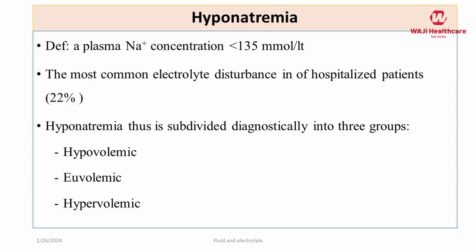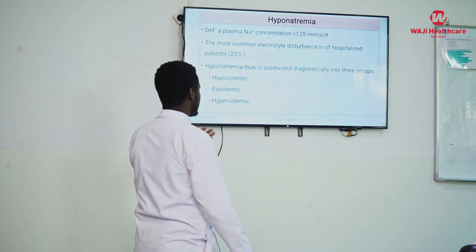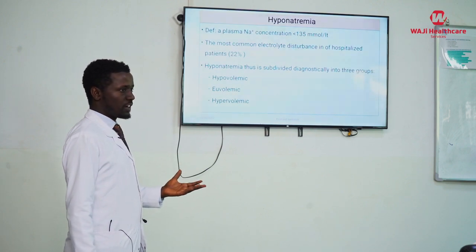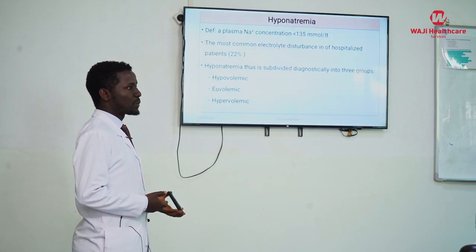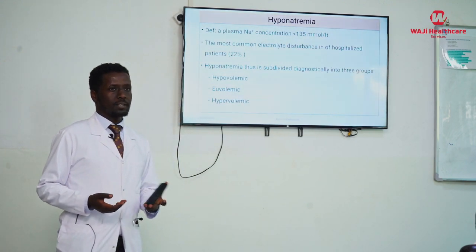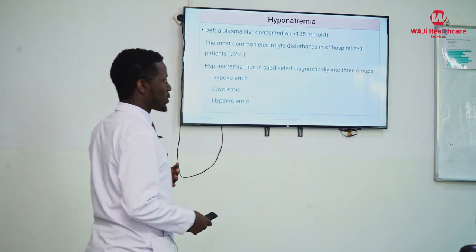So to start with sodium disorders, the first one will be hyponatremia. As we have said earlier, anything below 135 for sodium will be considered hyponatremia, and it is the most common electrolyte disorder for hospitalized or admitted patients. It ranges from 20 to 25%, or is estimated at around 22% of admitted patients who will develop hyponatremia. So if we admit 4 or 5 patients, one of them will develop hyponatremia by default. So this is the most common.